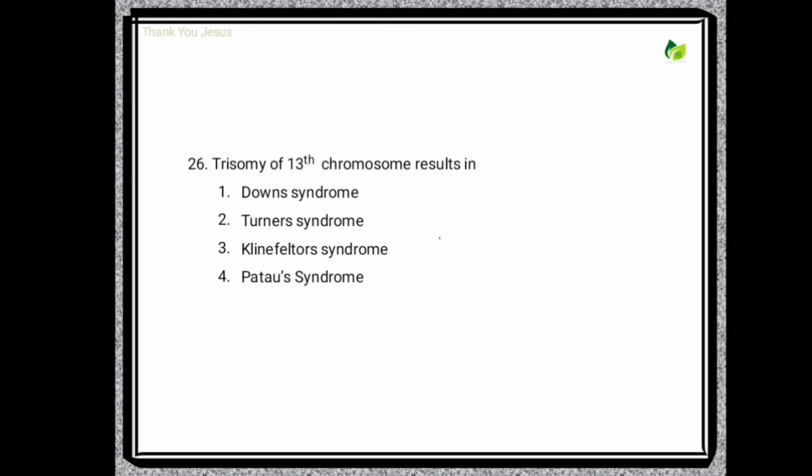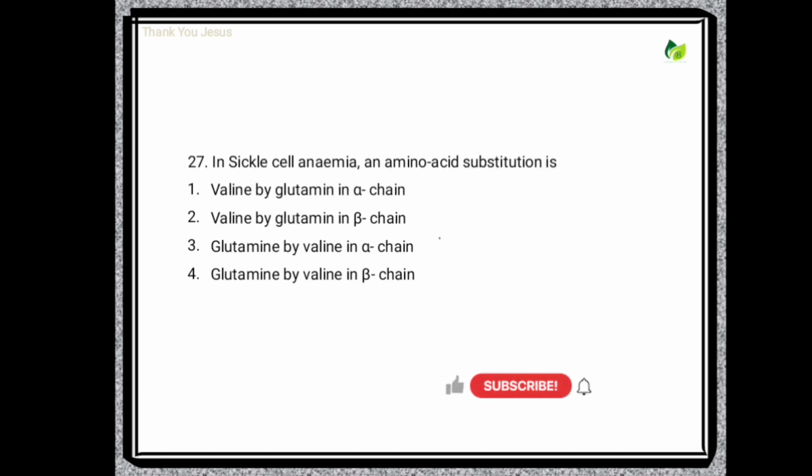Okay, so let's see the next question. Trisomy of the 13th chromosome results in, options are Down syndrome, Turner syndrome, Klinefelter syndrome, Patau syndrome. The correct answer is Patau syndrome. Patau syndrome is a serious and rare genetic disorder. It has an additional copy of the 13th chromosome, so it is also called trisomy 13. The Patau syndrome baby grows slowly in the womb and has low birth weight, and also the baby has many serious medical problems. That is called Patau syndrome. So let's see the next question.